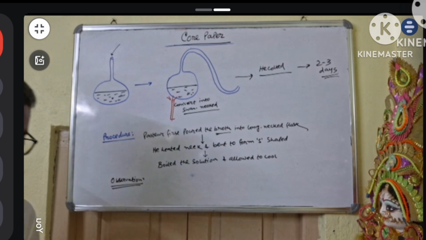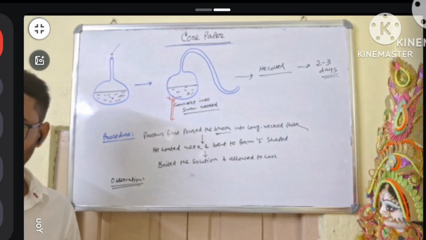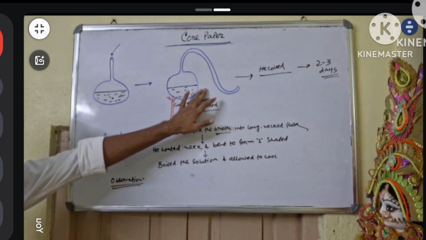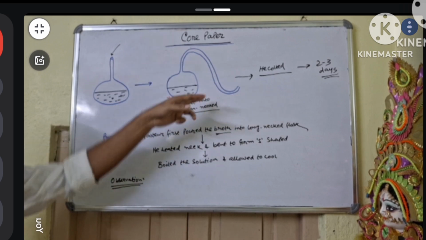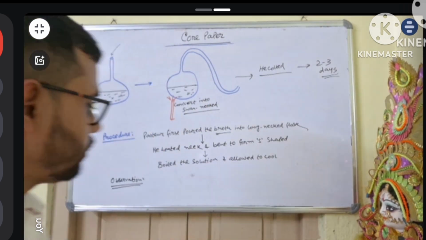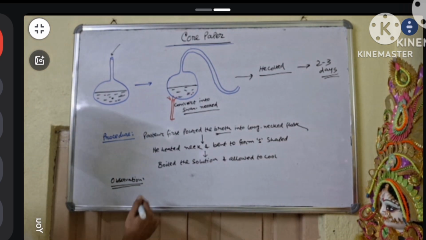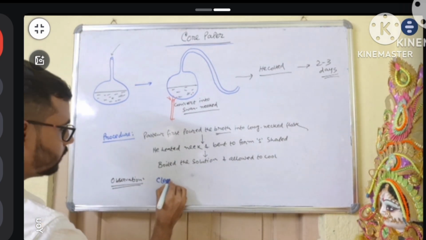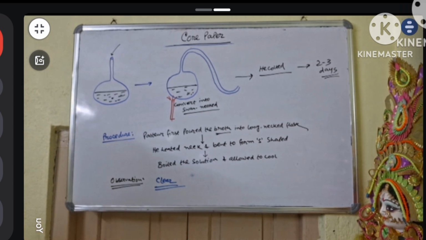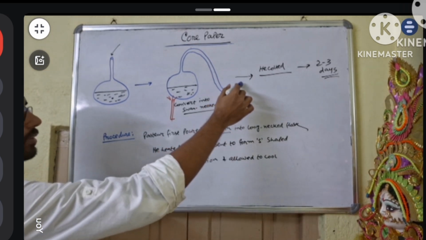What happened after 2 to 3 days? Your expectation. Is the broth clear or turbid after 2 to 3 days from this setup? Clear or turbid? Observation: clear. Why is it clear? The mouth remains open.